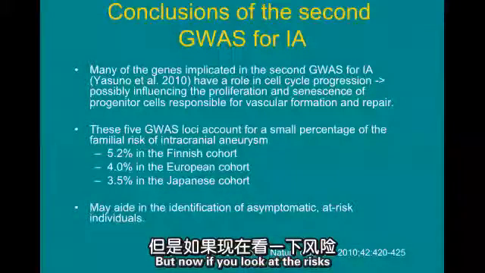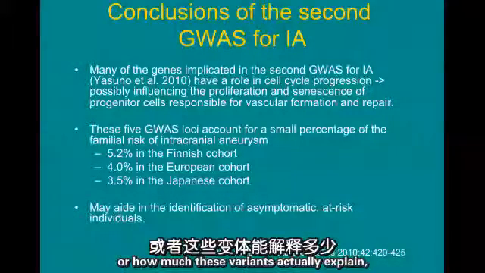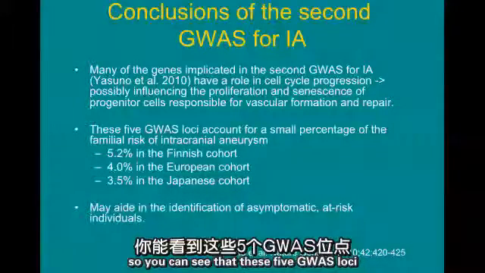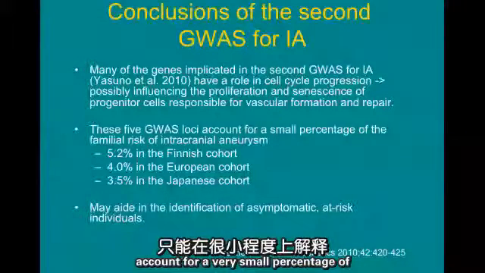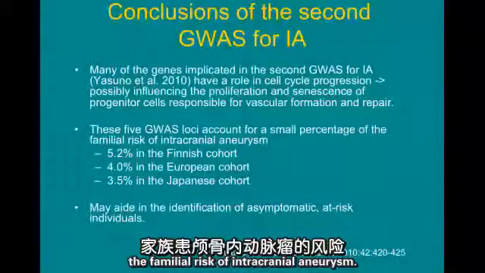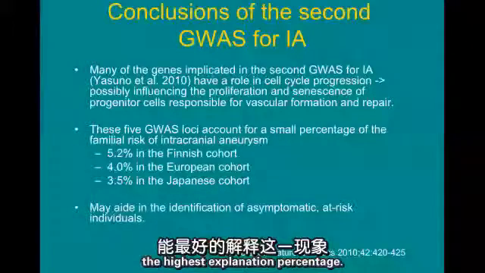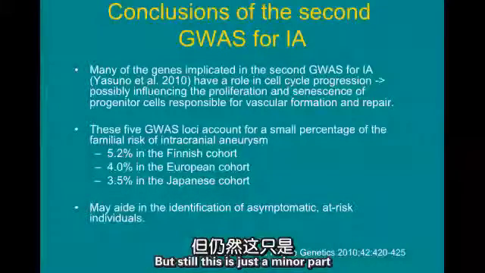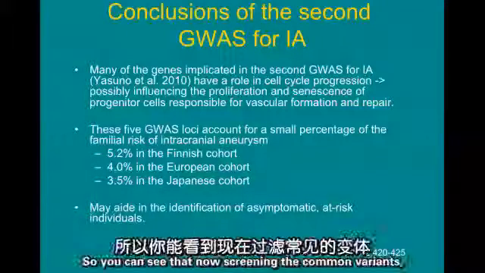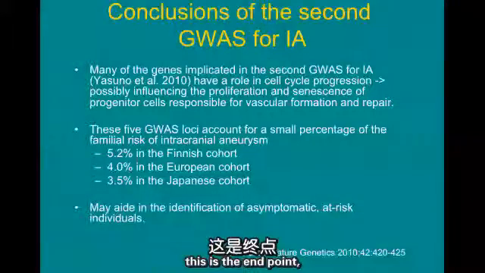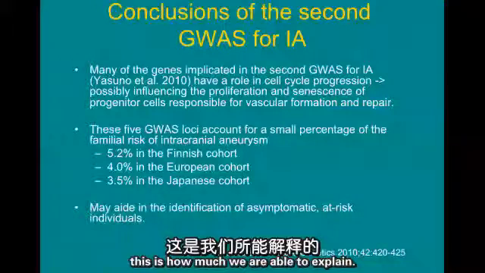But now if you look at how much these variants actually explain, you can see that these 5 GWAS loci account for a very small percentage of the familial risk of intracranial aneurysm. The Finnish cohort had the highest explanation percentage, but still this is just a minor part of the familial forms. So screening the common variants, this is the end point. This is how much we are able to explain.